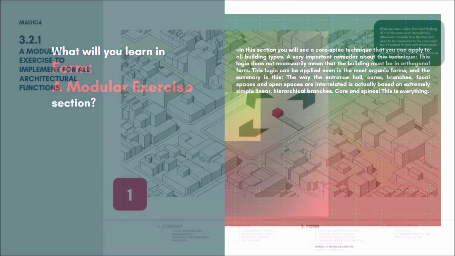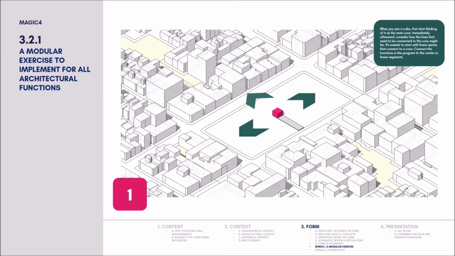1. When you see a cube, first start thinking of it as the main core. Immediately afterward, consider how the lines that need to be connected to the core might be. It's easiest to start with linear spines that connect to a core. Connect the functions in the program to the center in linear segments.